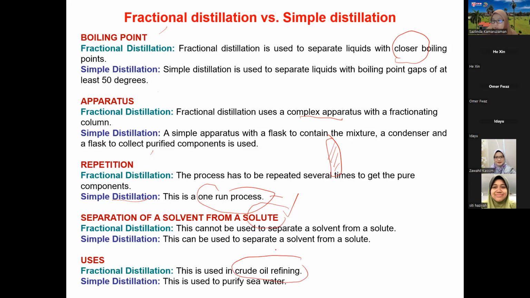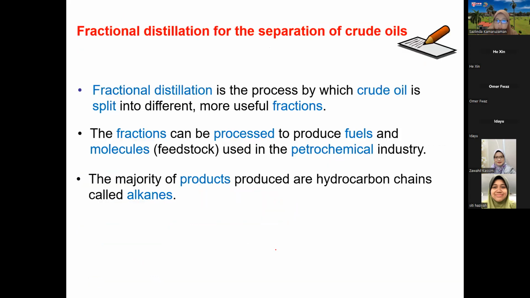So that's why, when we talk about the uses, fractional distillation is very widely used in crude oil refining, or the separation of crude oil. Let's go through it a little bit. What does it mean by the separation of crude oil? Basically, when we have a sample, or in industry we call it a feed, we have crude oil.